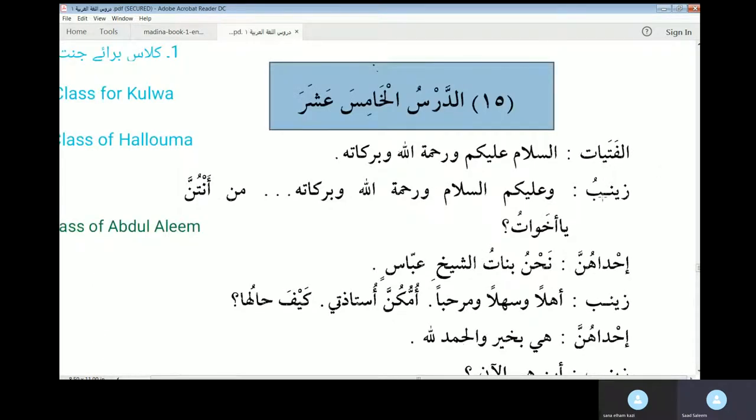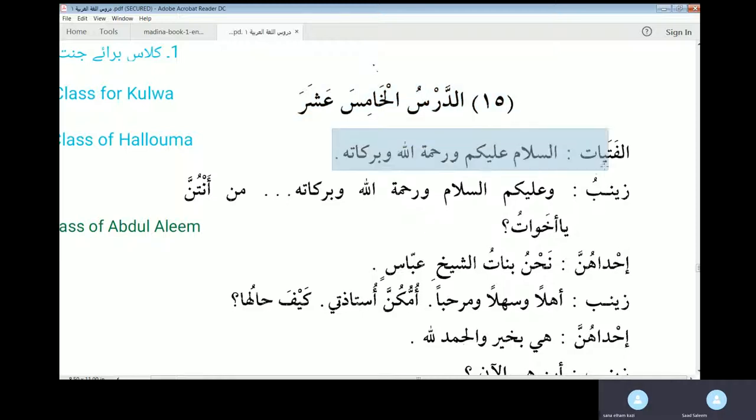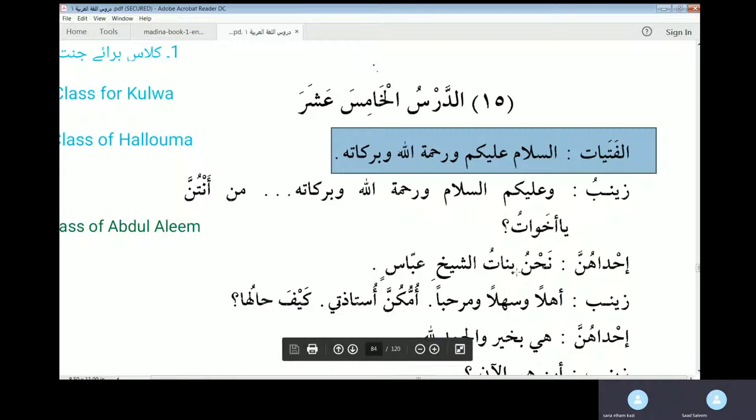So start reading this lesson. الدرس الخامس عشر. الفتيات. الفتيات is the young girls. نوجوان لڑکیاں.